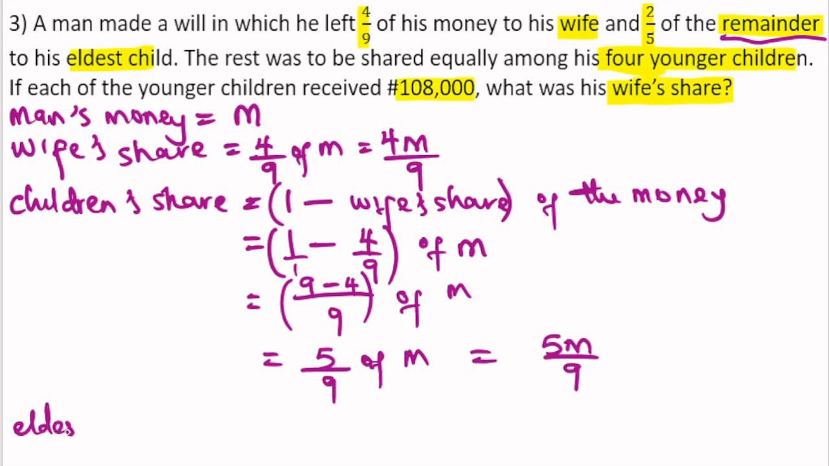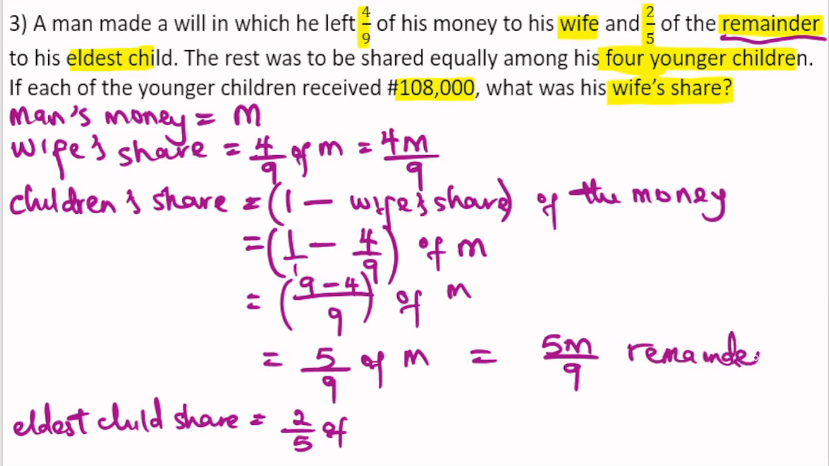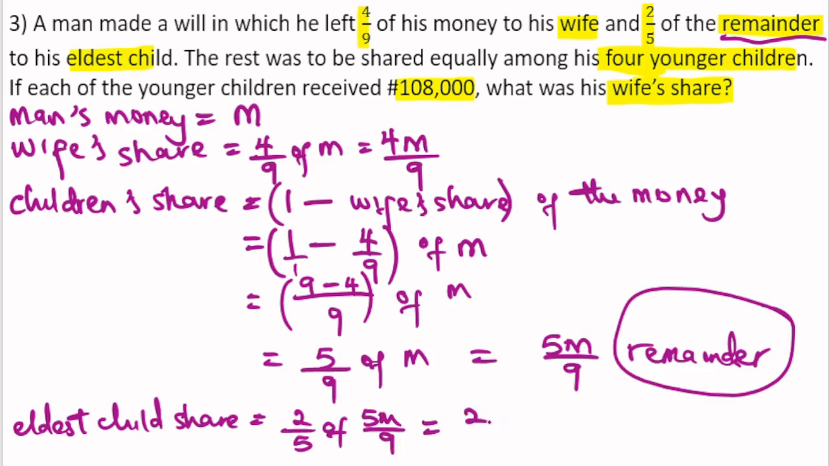Now, to get the eldest child's share, it becomes 2 over 5 of the remainder. Now we know the remainder. This is the remainder. Let's not forget that. So 2 over 5 of the remainder, which is of 5m over 9. So this is 2 over 5 times 5m over 9, equal to 5 here 1, 5 here 1. So we are left with 2 times m, which is 2m all over 9. So the eldest child's share in fraction is 2m over 9.